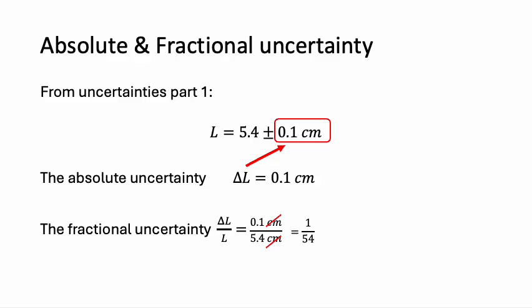So we could write that as a fraction. We could write it as a decimal. When we write it as a decimal, we round it off to one significant figure unless the first digit is a 1. So here I've rounded it to two significant figures, 0.019. We could also write it as a percentage if we wanted as well. So we could just multiply that by 100 and get 1.9%.